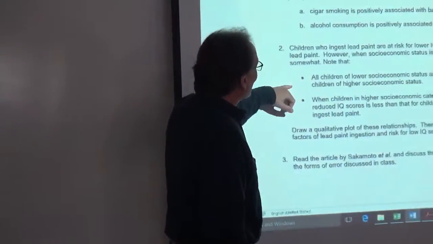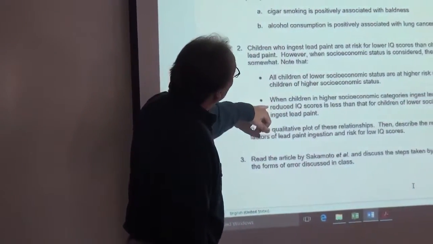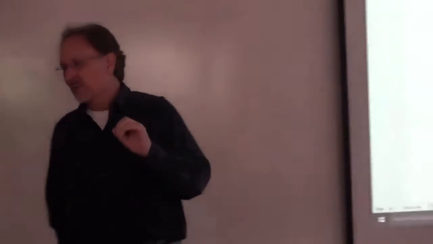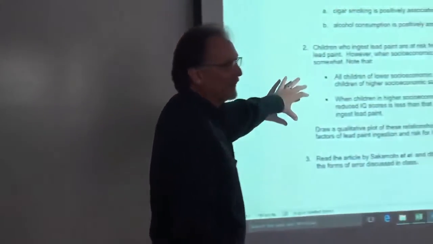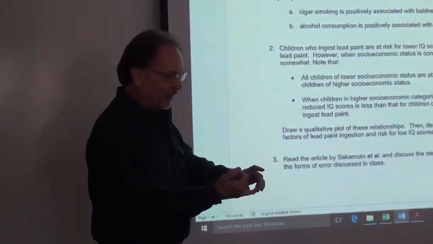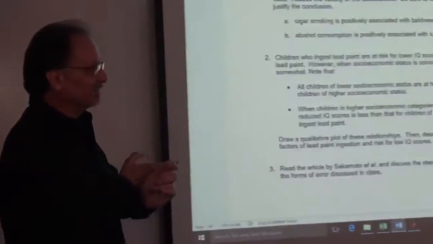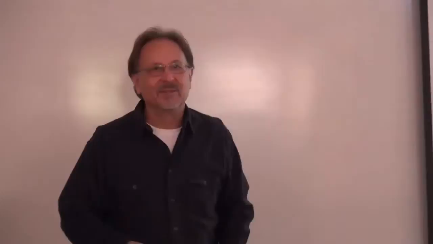So they said, okay, children of lower socioeconomic status are higher risk for low IQ scores. Children in higher socioeconomic categories who ingest lead paint, their risk for reduced IQ is less than children of lower socioeconomic status. So what I want you to do is qualitatively describe this relationship. What is this that we're talking about here? We talked about bias, confounding, effect modification, and random variation. Yes, this is effect modification that I wanted you to qualitatively describe to me.